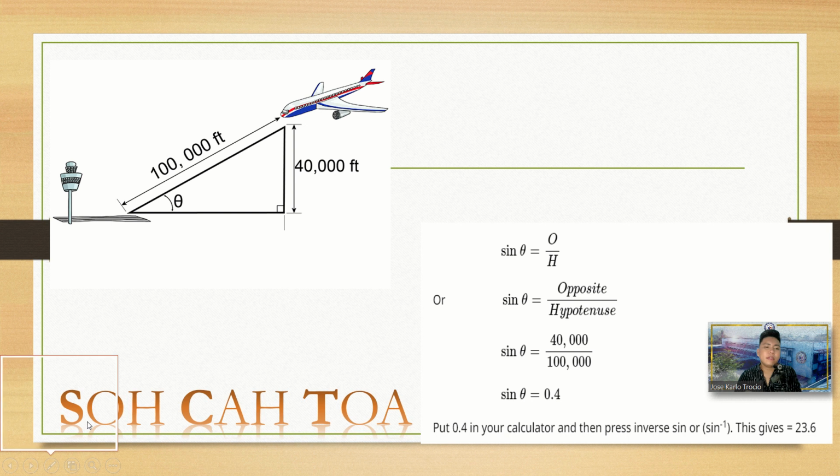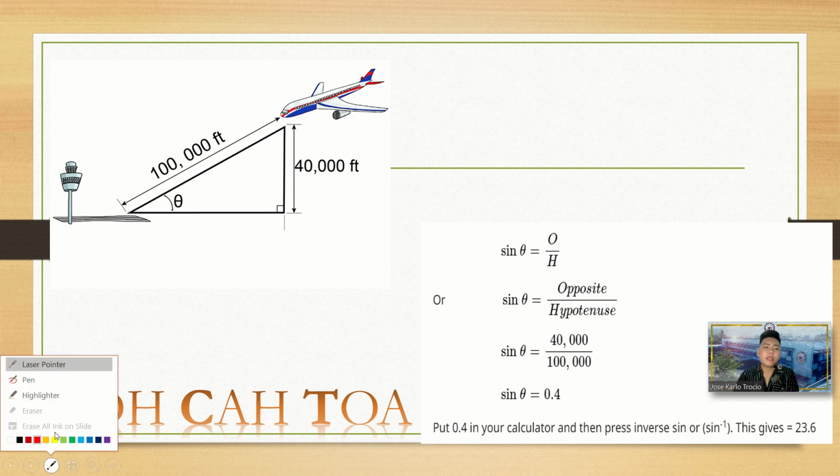So if you have the sine, you should have the values of the opposite and the hypotenuse, and that is the sine. But if the given values are only the adjacent and the hypotenuse, then you can use the cosine, and of course if the opposite and adjacent are given, then you can use the tangent. In this example, try to examine, diba?